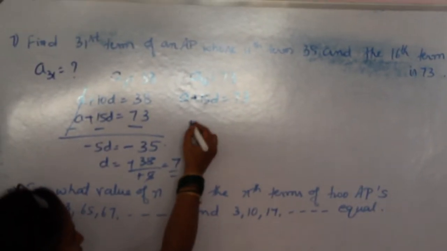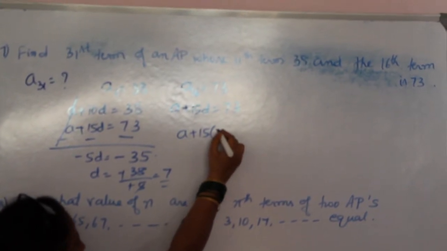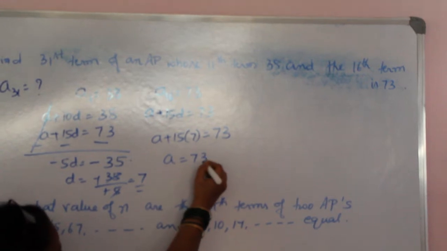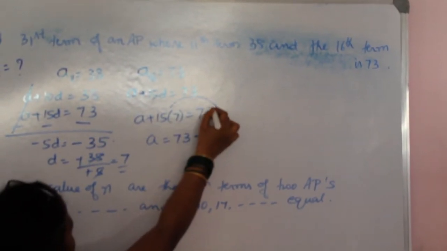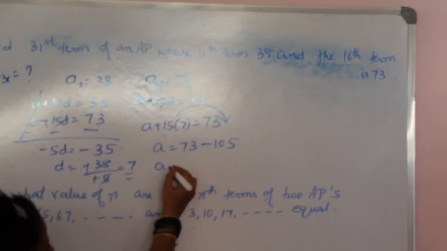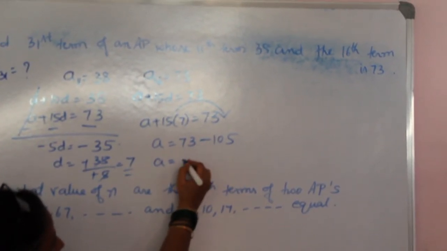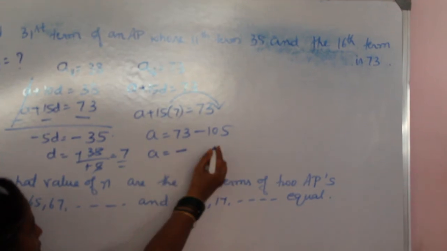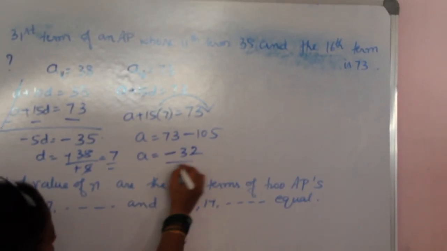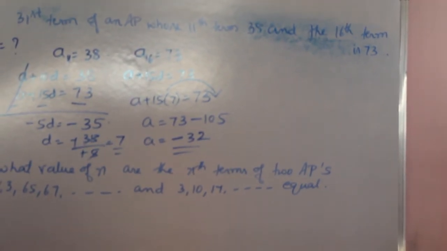Now substitute the value of D in this equation. A plus 15 into 7 equals 73. A equals 73 minus, you have to transpose to this side. 15 sevens are 105. Now A equals, subtract. 105 is the big number, so the sign minus you have to put. 105 minus 73 is 32. A equals minus 32.